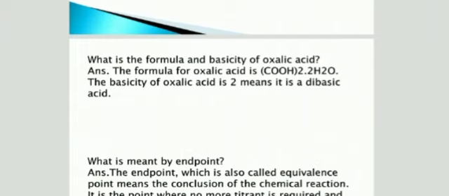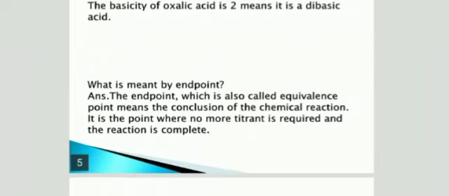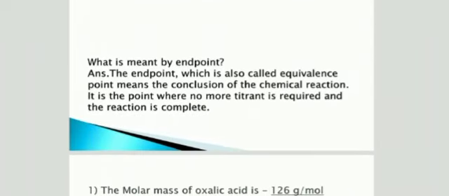The formula for oxalic acid is (COOH)2·2H2O. The basicity of oxalic acid is 2, means it is a dibasic acid. Next question, what is meant by endpoint? Answer, the endpoint, which is also called equivalence point, means the conclusion of the chemical reaction. It is the end point where no more reactant is required and the reaction is complete.